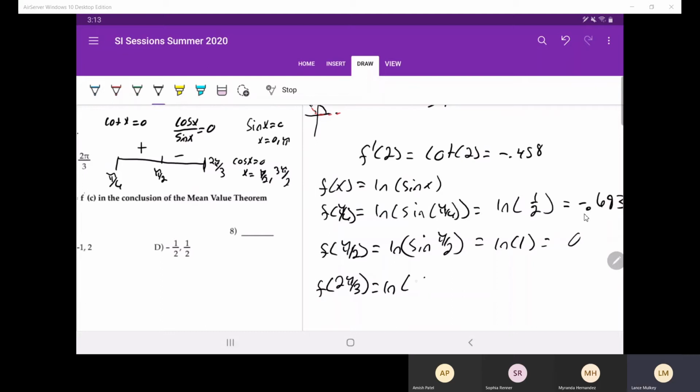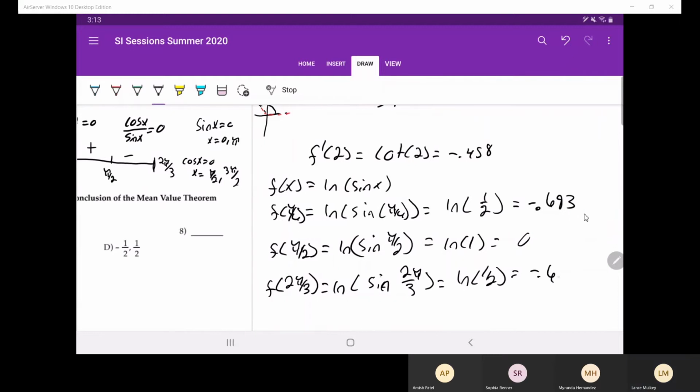If I'm going too fast, please stop me. I don't know how I expect y'all to do this without a calculator. Sine of 2 pi over 3 is 1/2. Never mind, I'm wrong. Sine of 2 pi over 3 is square root of 3 over 2. It's still negative. So here are your 3 values.